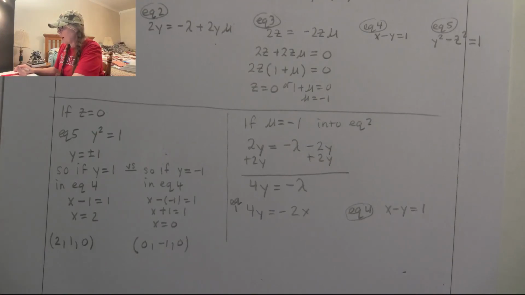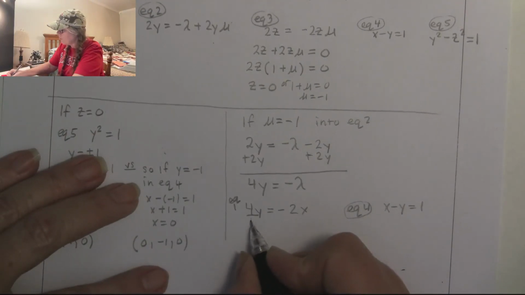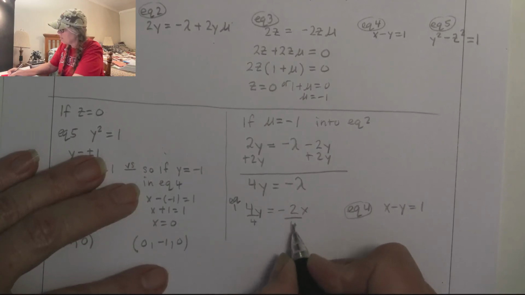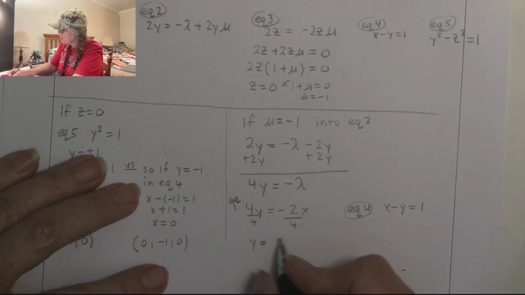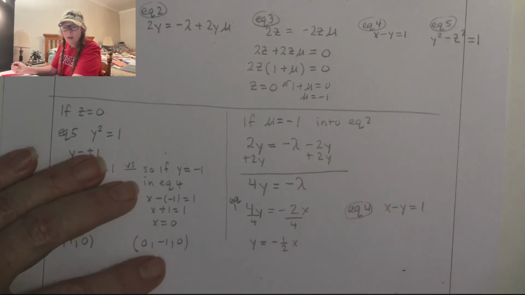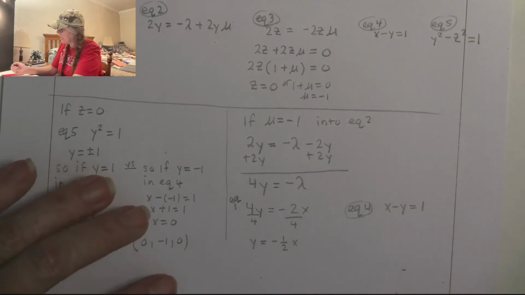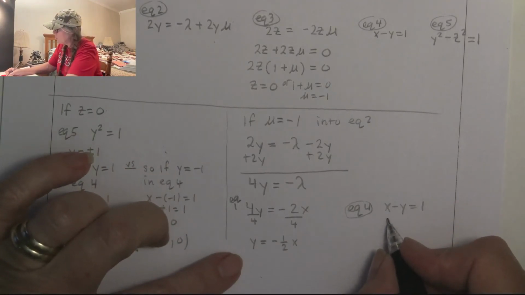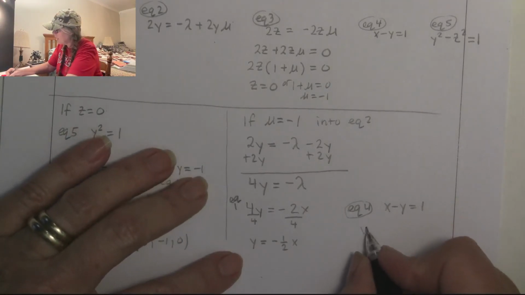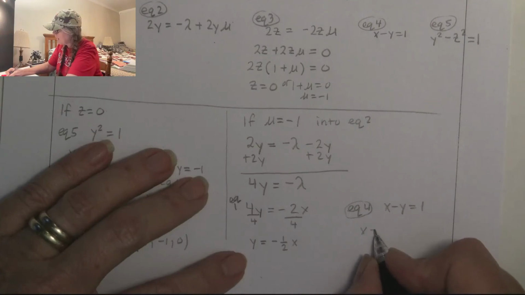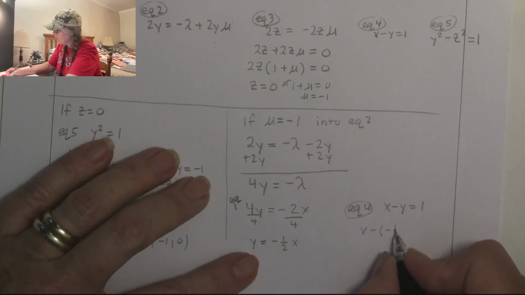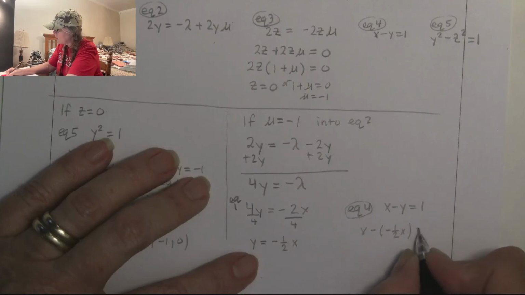I solved for y. And so I divided by 4. You might say, no, that's the very worst thing you could have done. But that's what I did, and I got negative 1/2 x here. And then I plugged in to equation 4 that y is negative 1/2 x. So I got x minus, and then instead of y, negative 1/2 x equals 1.